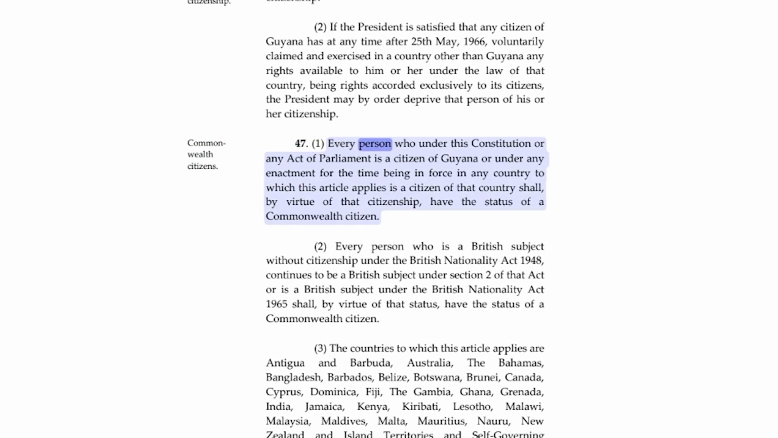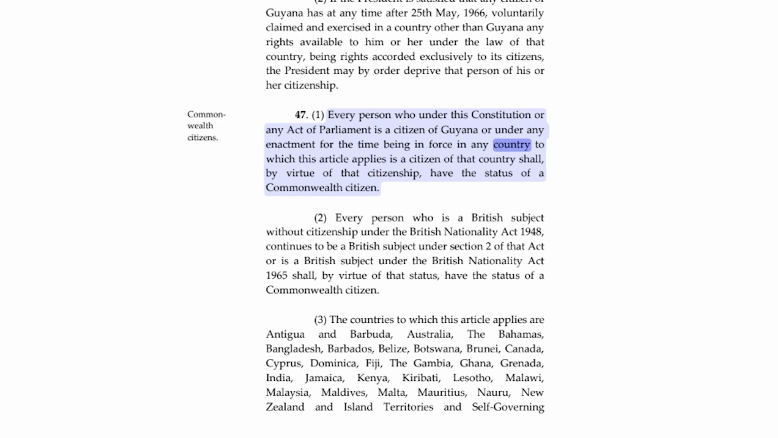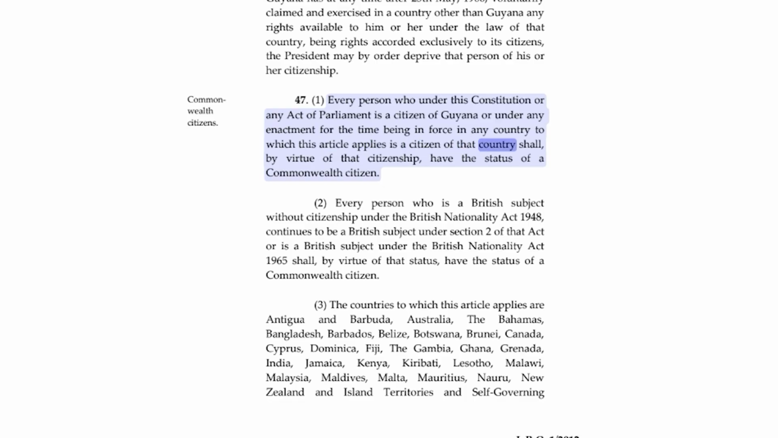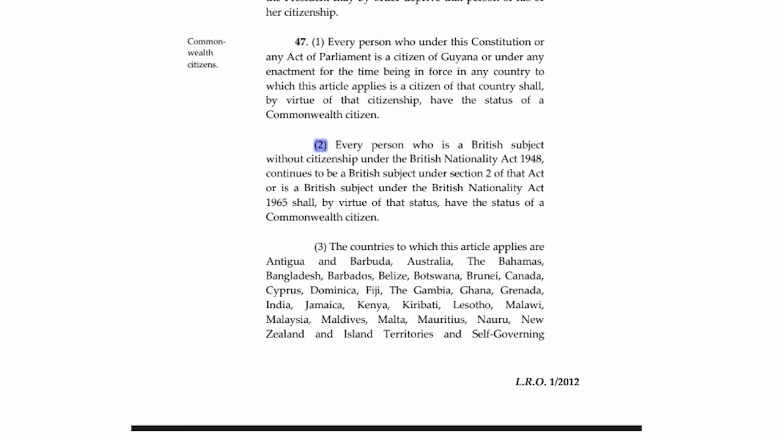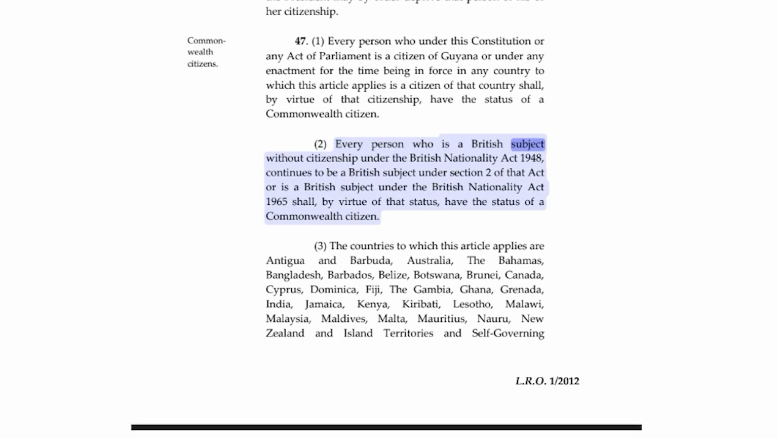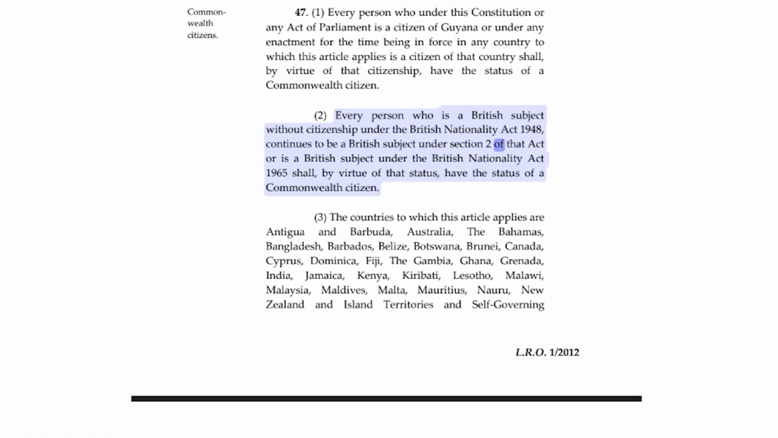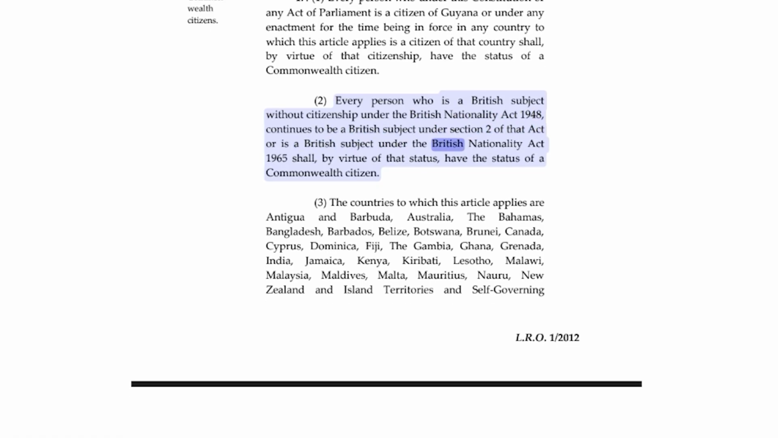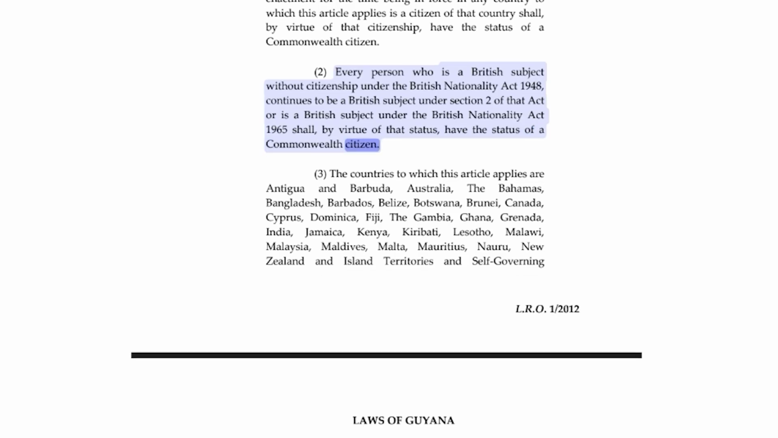1. Every person who under this Constitution or any Act of Parliament is a citizen of Guyana, or under any enactment for the time being in force in any country to which this article applies is a citizen of that country, shall, by virtue of that citizenship, have the status of a Commonwealth citizen. 2. Every person who is a British subject without citizenship under the British Nationality Act 1948, continues to be a British subject under Section 2 of that Act, or is a British subject under the British Nationality Act 1965, shall, by virtue of that status, have the status of a Commonwealth citizen.